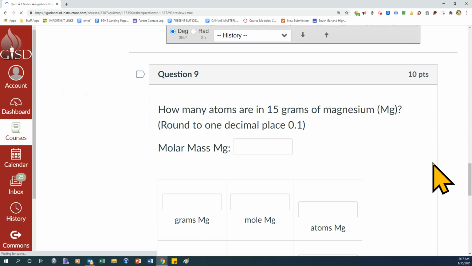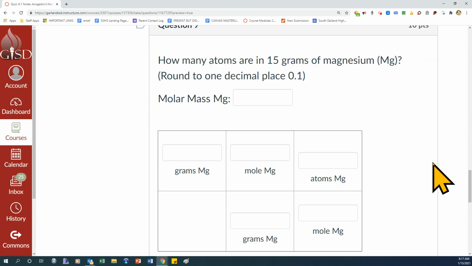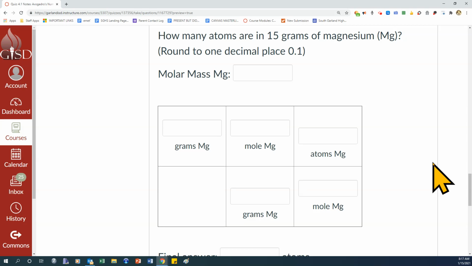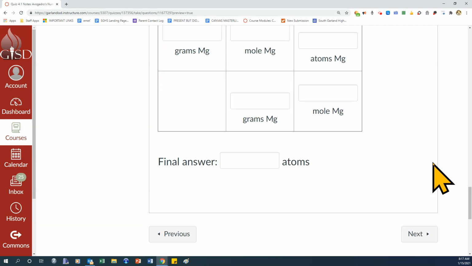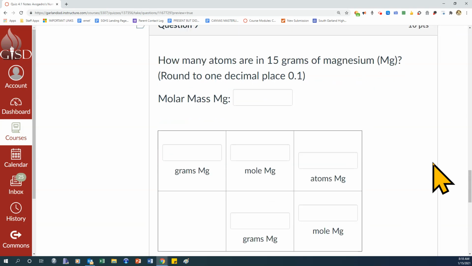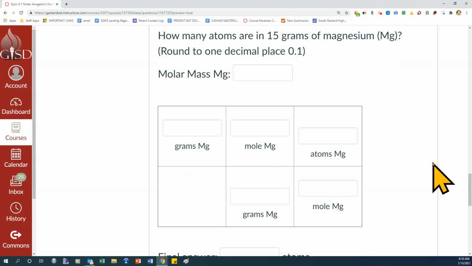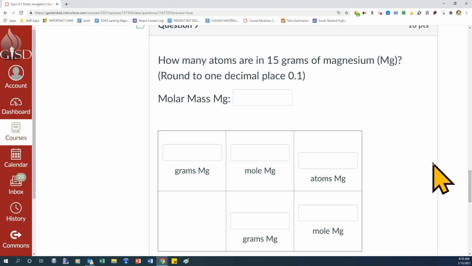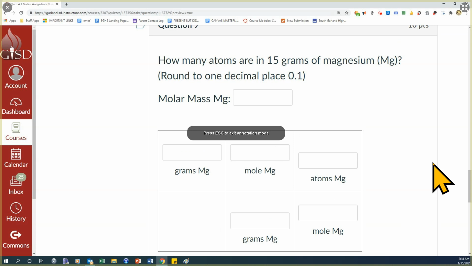All right, here we go. This is the part that combines them both. Let me just raise this up a bit. Okay, y'all look at this problem right here. It says, how many atoms are in 15 grams of magnesium?